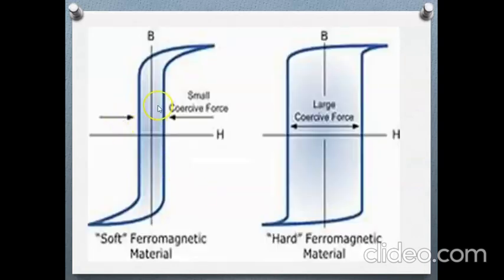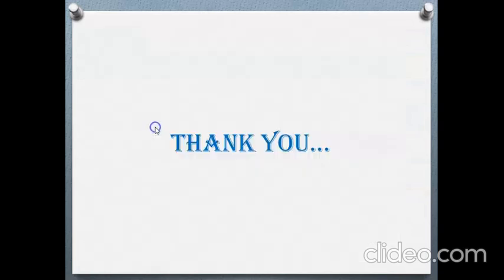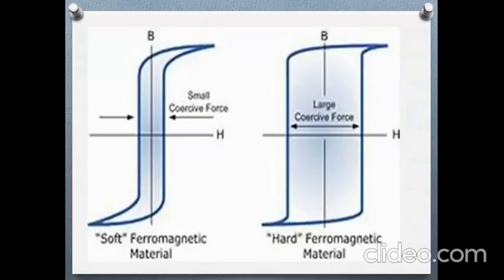This curve indicates a hysteresis loop. This is also a hysteresis loop, but here less area is there, and here more area is there. Here the coercive force is small, and here there is a large coercive force. The area indicates which type of material it is. It is for soft ferromagnetic material, and it is for hard ferromagnetic material.